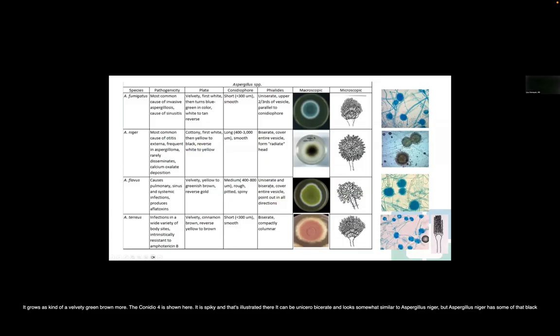It can be uniserrate or biserrate, and looks somewhat similar to Aspergillus niger, but Aspergillus niger has some of that black pigment. And then finally, Aspergillus terreus can cause a wide variety of infections. Important therapeutic consideration with Aspergillus terreus, it is intrinsically resistant to amphotericin B. It grows, as I always say, a terracotta-like color or a cinnamon brown color when it grows in culture. It is biserrate, layer of metulae and phialides, and then can be somewhat columnar in appearance, and showing you an example there.